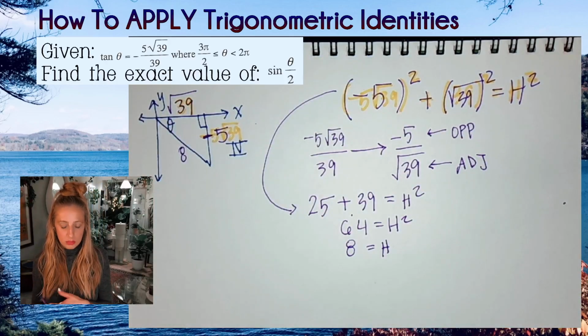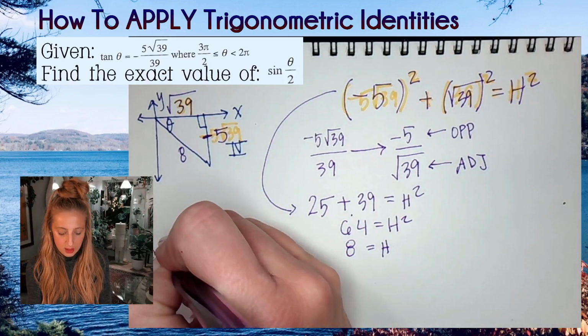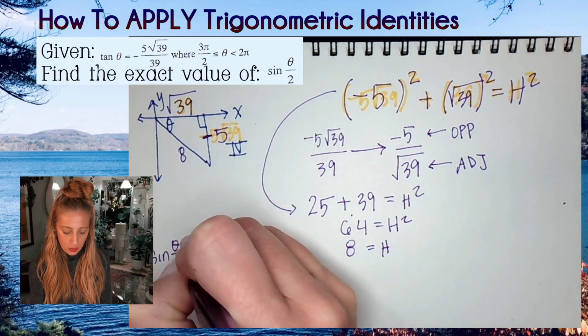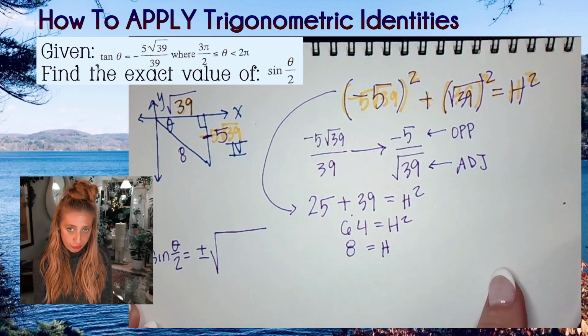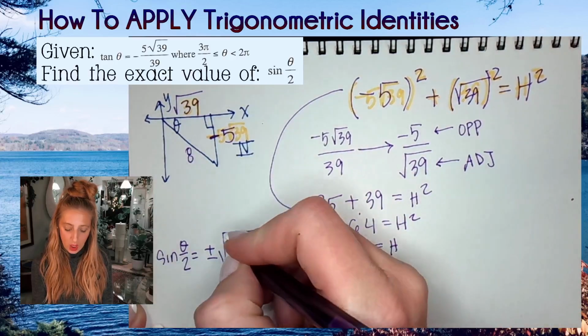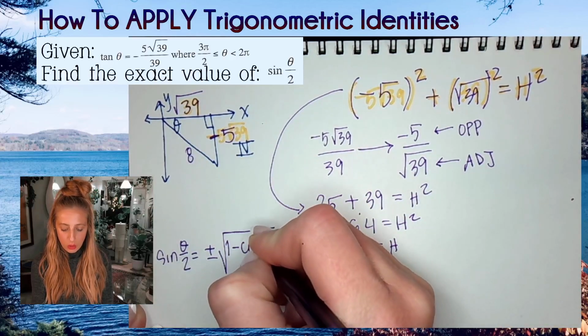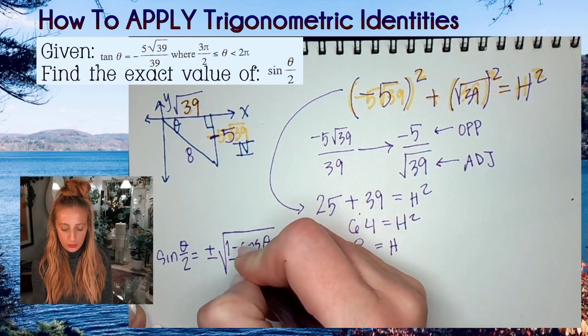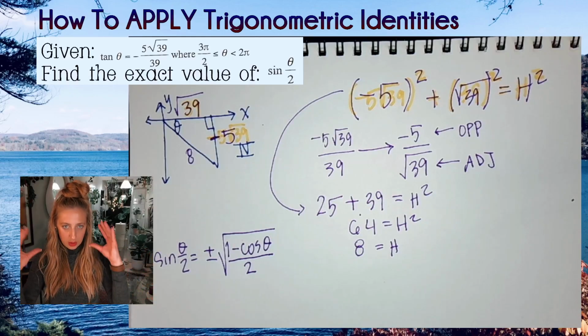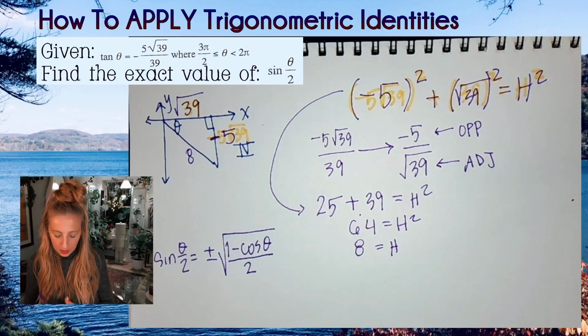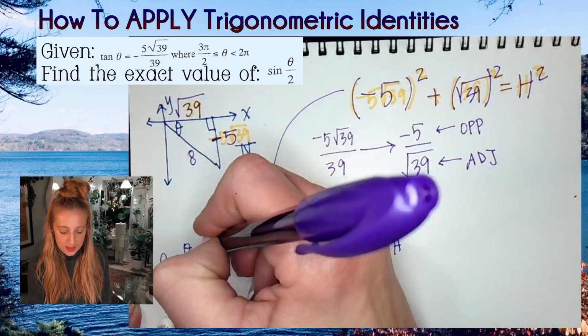Now, let's dive into using the identity. So 2 layers to it. Sine of theta over 2 is, you should know the identity by heart. Just saying, should. Plus or minus the square root of 1 minus cosine theta all over 2, all underneath one entire radical. So the radical is over the numerator and the denominator. We have plus minus in front. It is not both.